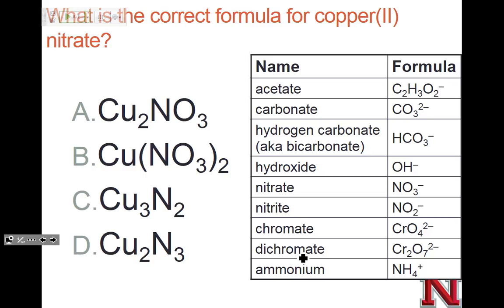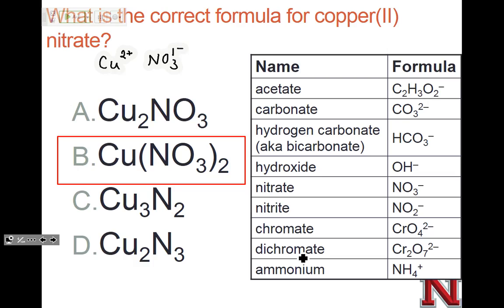So between A and B, the difference is balancing. This specifically tells us we have copper 2, so that means we have a 2 plus charge. And our NO3 has a -1. So the correct answer is B. To balance that, and remember, we must put this in parentheses if it is a polyatomic ion. Very important.